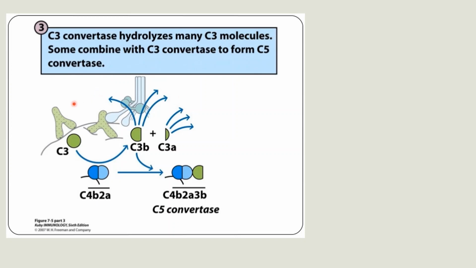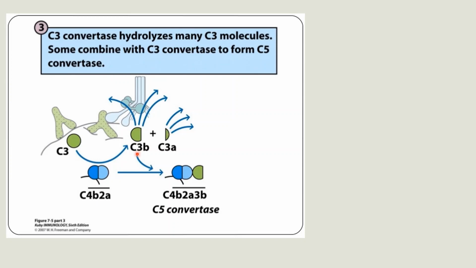Here, C3 convertase means C4b2a, which will convert more than 200 C3 molecules. That will hydrolyze C3 into C3a and C3b. The larger fragment is C3b, which is enzymatically active, and the smaller fragment is C3a, which will diffuse away.